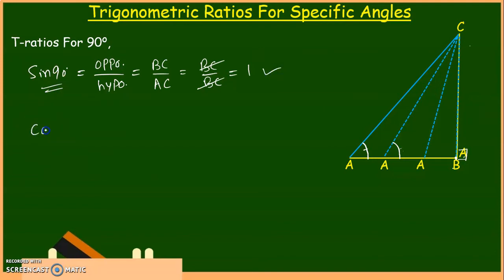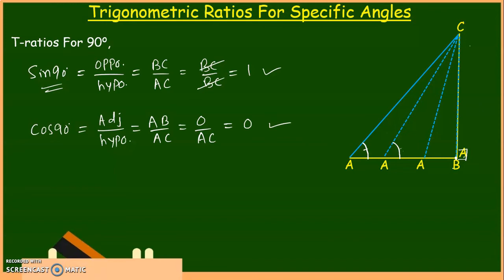And if you find out the value of cos 90, it is adjacent side divided by hypotenuse. So in this figure, the adjacent side is AB and hypotenuse is AC. But when the angle A becomes 90 degree, the length of side AB becomes 0. So 0 divided by AC, so we get the value of cos 90 degree is equal to 0. So this is how you can find out the value of trigonometric ratio for different angles.